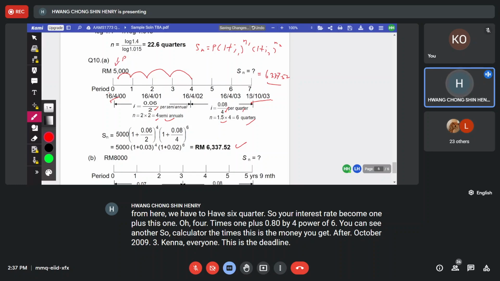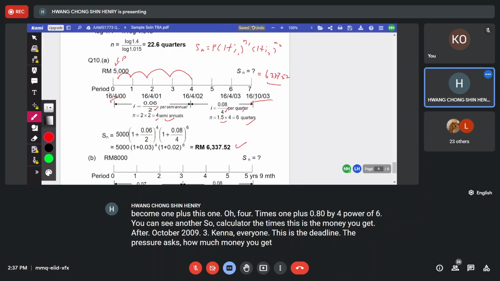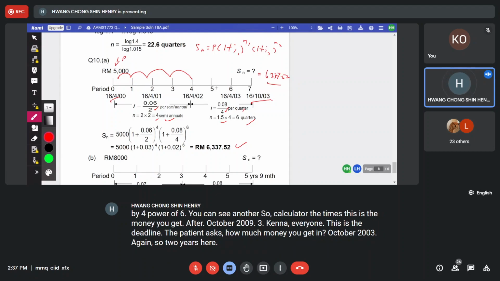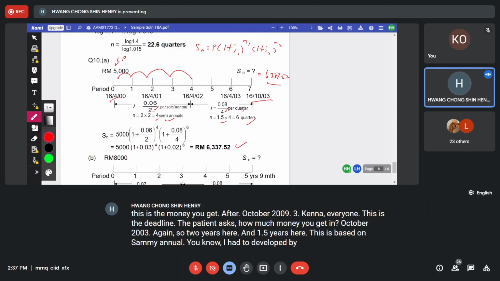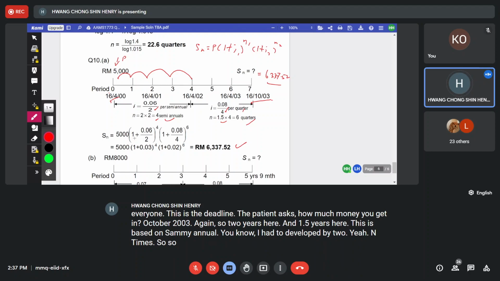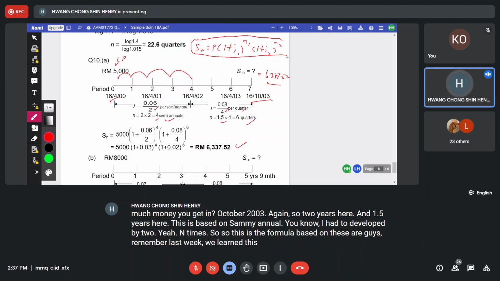The question asks how much money you get in October 2003. So 2 years here and 1.5 years here. This is based on semi-annual. Your I you have to divide by 2, your N times 2. So this is the formula based on this. Guys, remember last week we learned this? Your interest rate changes, the period also changes, remember?